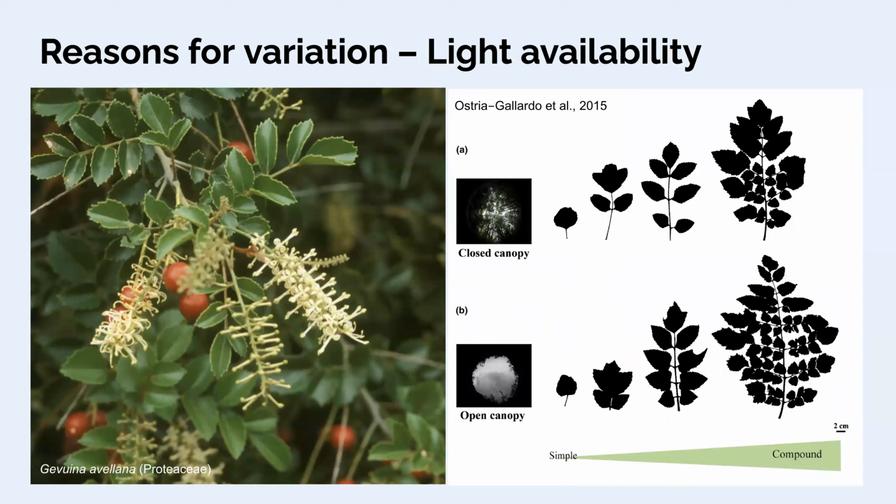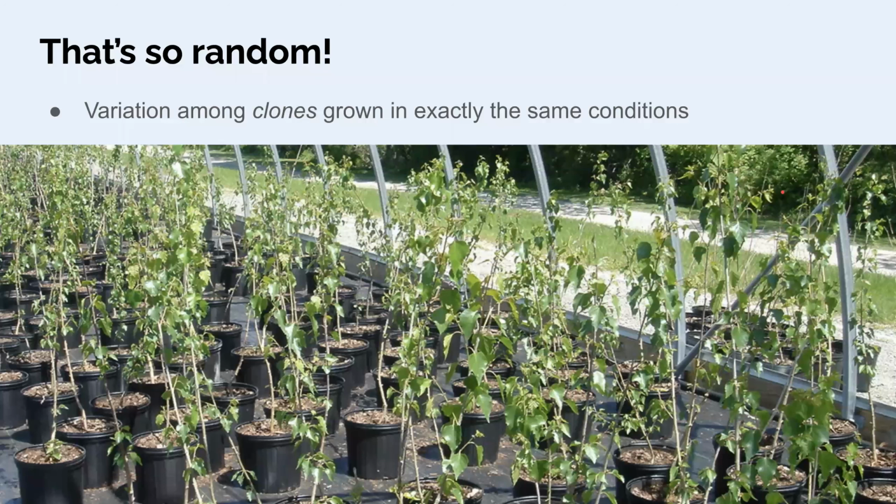We don't have to go into every one of them, but this plant in greater sunlight makes more robust leaves. In lower sunlight it makes smaller leaves, and so on and so on.